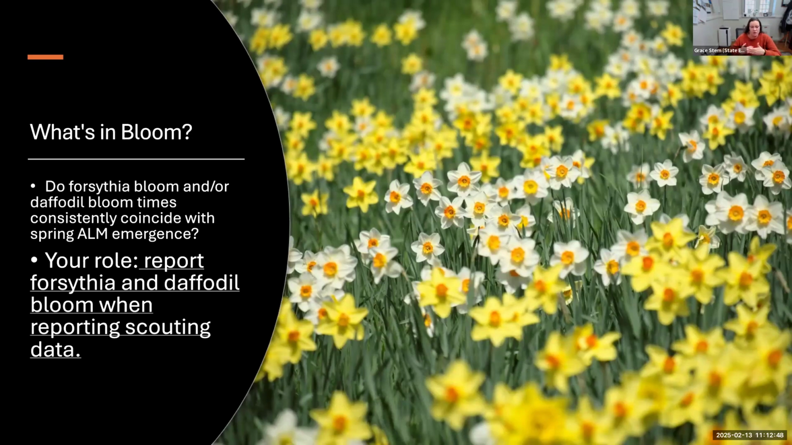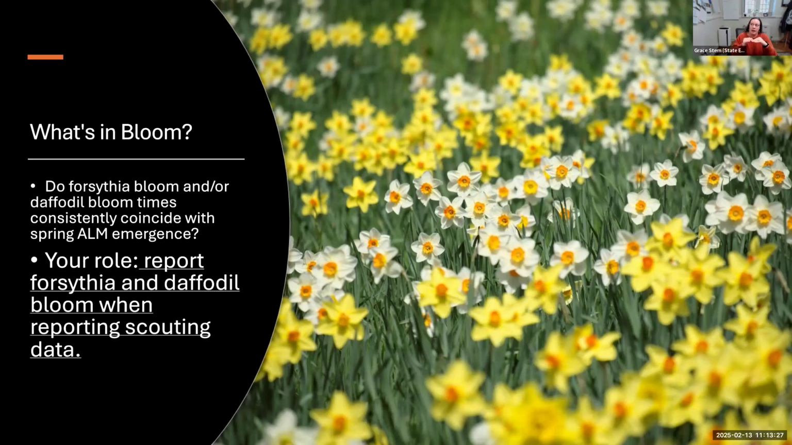There is also a question in the scouting form and in the scouting standard operating procedures: I do want to know what's in bloom. And so I want to see if that forsythia bloom and that daffodil bloom coincide with Leafminer emergence, which is another reason why we need presence and absence data. By reporting whether something's in pre-bloom, post-bloom, or full bloom, I think I have it set up as 50% bloom, more than 50%, less than 50%, not blooming or done blooming.